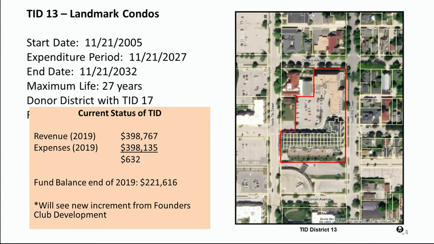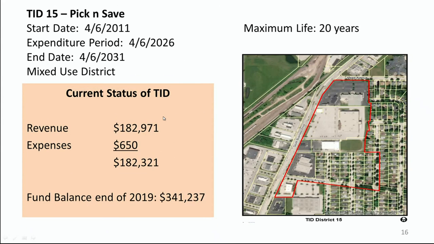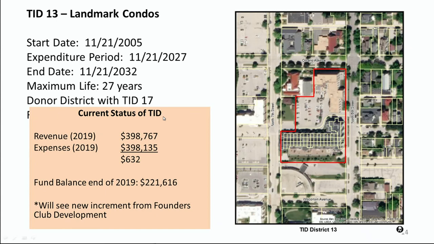Landmark Square condos, so this is TID 13, that includes the Founders Club and Landmark Square, was created in 2005, closes in 2032 for 27 years. Anyway, it's a donor district to TID 17. It's got $632 as of the end of 19 with a fund balance of around $221,000. And it'll see some new increment with the Founders Club development being fully assessed now. So then there's no expenses in that district.